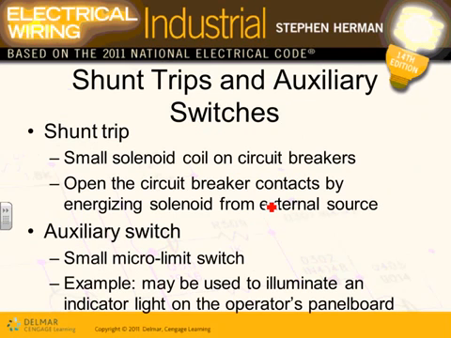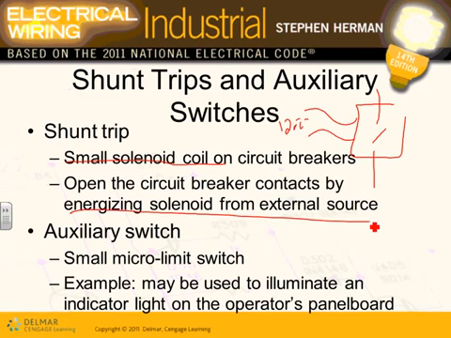Shunt trip. What they do sometimes, Karen, they have wires coming out of this circuit breaker. Look at this, guys. You have wires coming out of this circuit breaker, and across these wires you can put a voltage and remotely trip the circuit breaker. So shunt trip, a small solenoid that you can energize. Here's my circuit breaker coming in here. Here's two wires coming out of it. You can put 120 volts right here and trip this circuit breaker. Open this circuit breaker. Okay. Open the circuit breaker contacts by energizing the solenoid externally. That's what a shunt trip circuit breaker is.